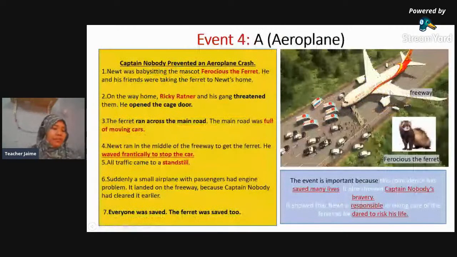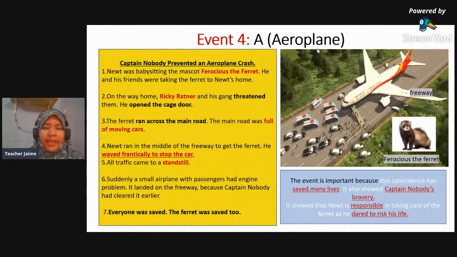Event number 4. A is for aeroplane. You can see in the picture, I already showed you the freeway. Freeway, we call it like the highway. In Malaysia, we call highway, but here we call freeway. And then that is the ferret, Ferocious the ferret. If you don't know how a ferret looks like, that is the ferret on the right.